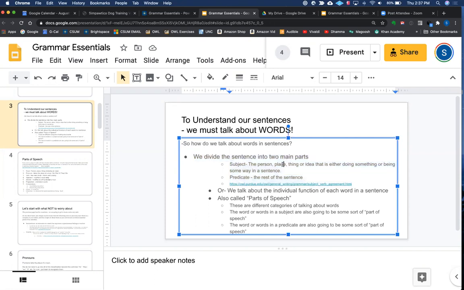But the subject, what you really want to concentrate on is what is the subject and then what is the verb. Now, the different classification system is the parts of speech: noun, pronoun, verb, adjective, adverb, preposition, interjection, and conjunction. Oh, I got them all this time. That was great. I got them all.